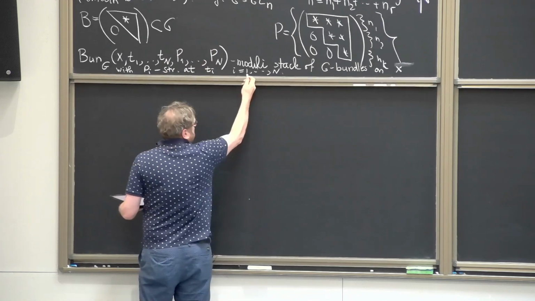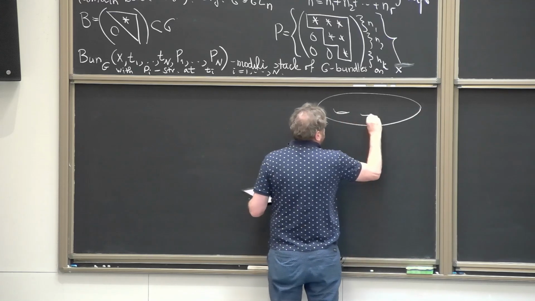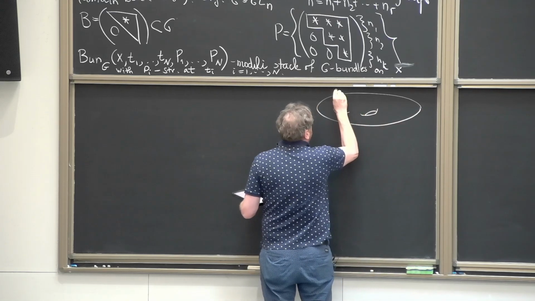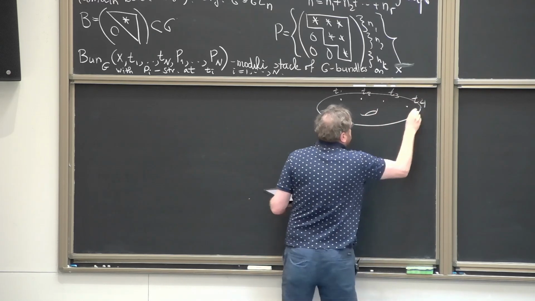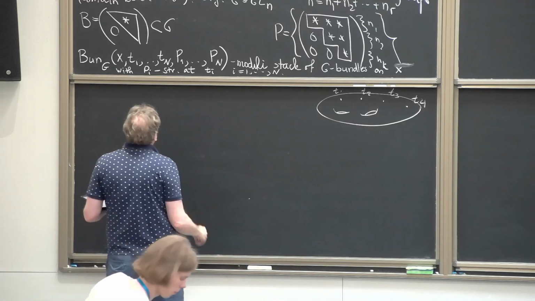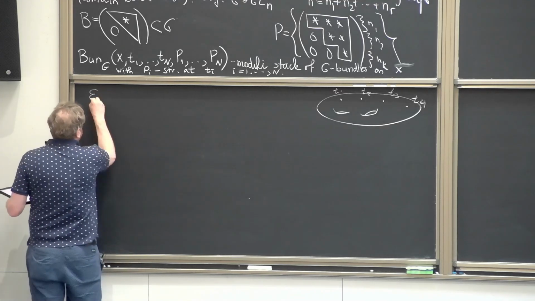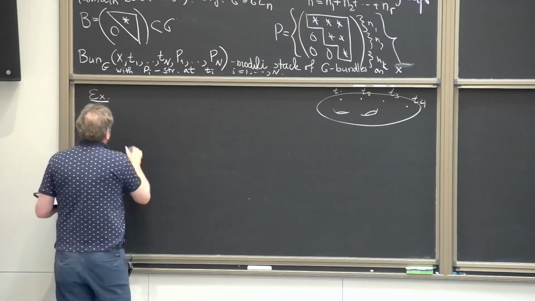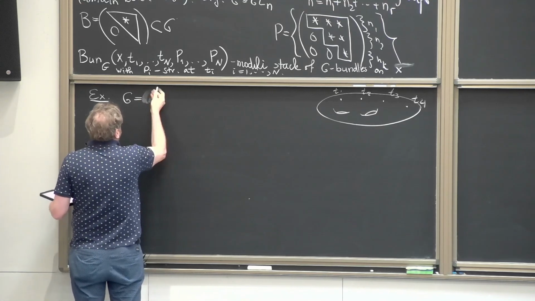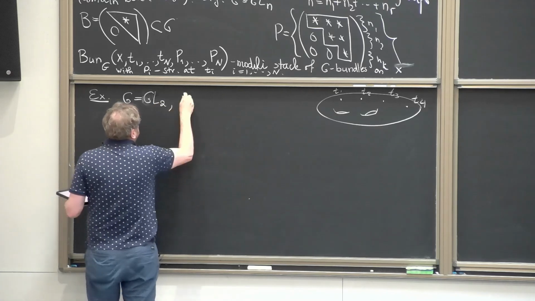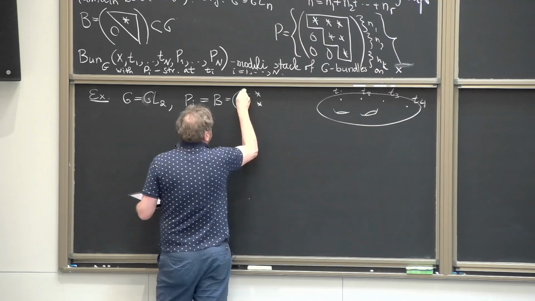So at every point, you should think about this picture here. You have your curve, then you have your points, let's say t_1, t_2, t_3, t_4, and then you fix parabolic structures at those points. Parabolic structures are structures corresponding to this group. For example, the basic example that we are going to consider is G equals GL2 or PGL2, and P_i are the Borel subgroup, which is the subgroup of matrices of this form.